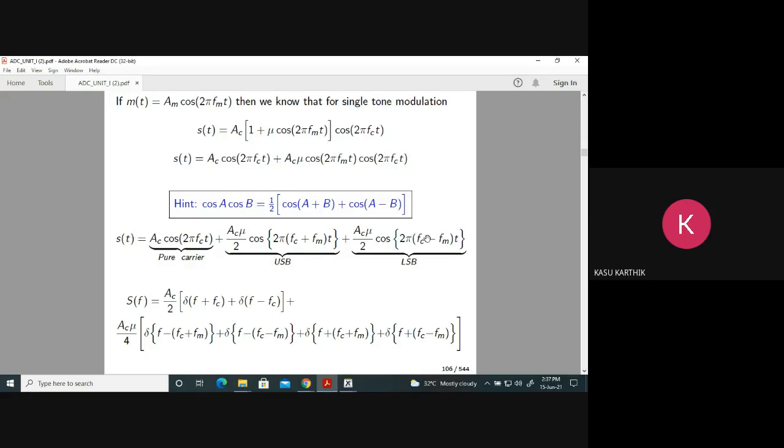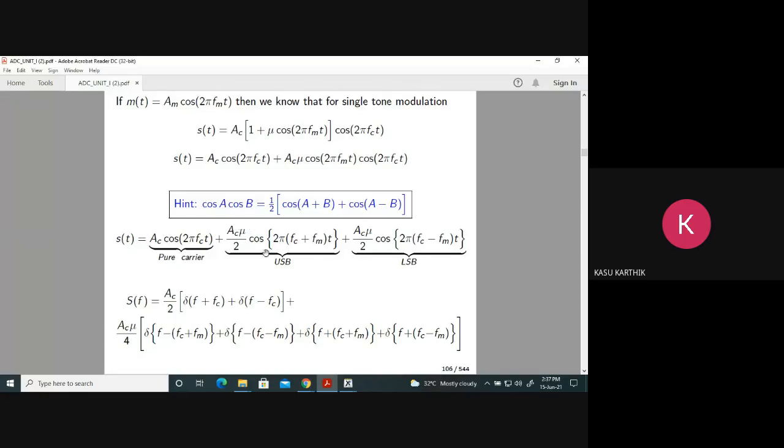Okay, you take the Fourier transform of the signal. Here 3 constants, you get 6 impulses. Why? Because for each cross term, you get two impulses. One is at positive frequency, the other one is at negative frequency. So Ac cos 2π fc t, what is the Fourier transform? Ac/2 [δ(f + fc) + δ(f − fc)].